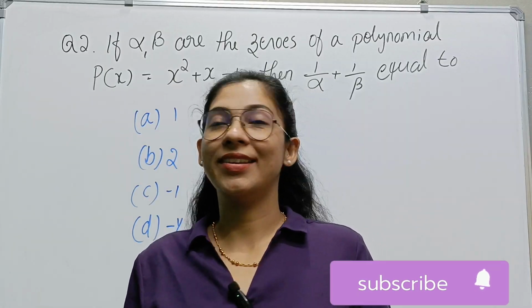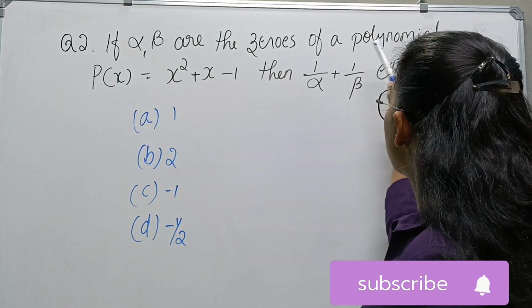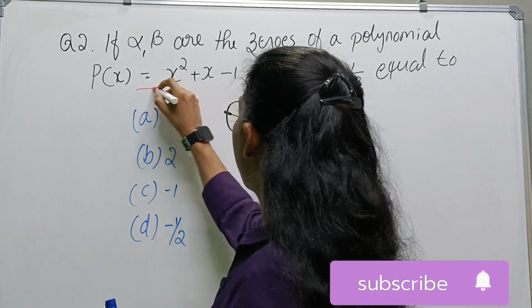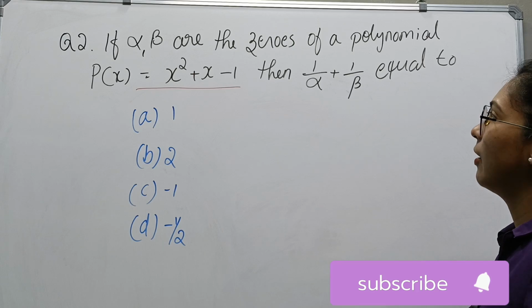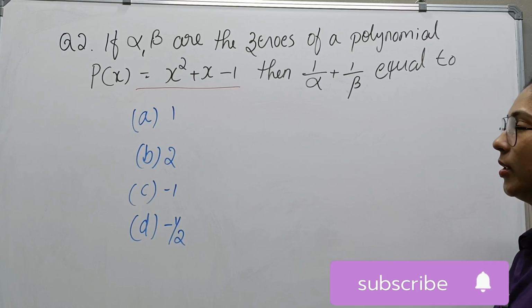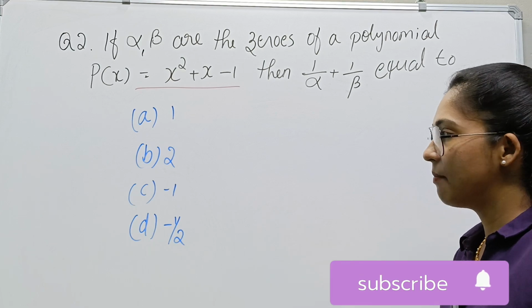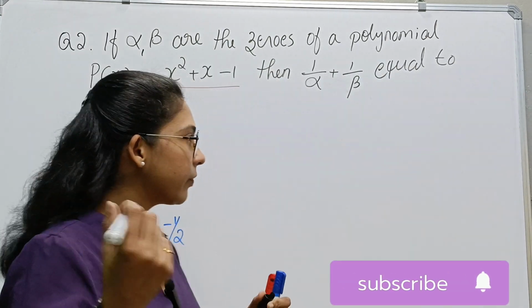Now, the second question is, if alpha comma beta are the zeros of a polynomial p of x which is equal to x square plus x minus 1, then 1 upon alpha plus 1 upon beta equal to option A 1, option B 2, option C minus 1 and option D minus half. So this is the question.